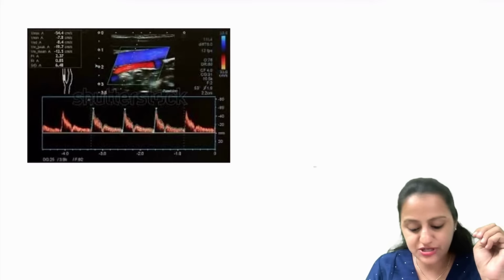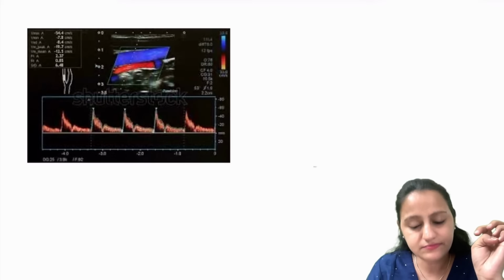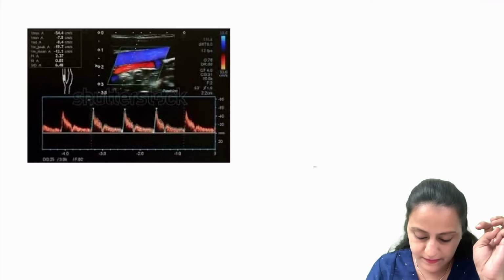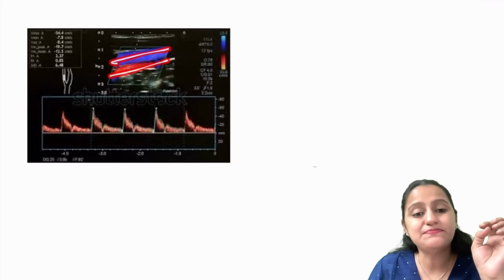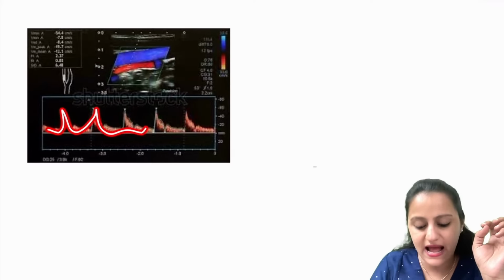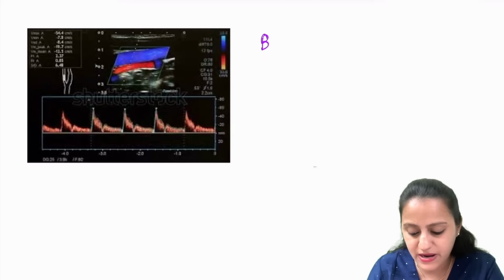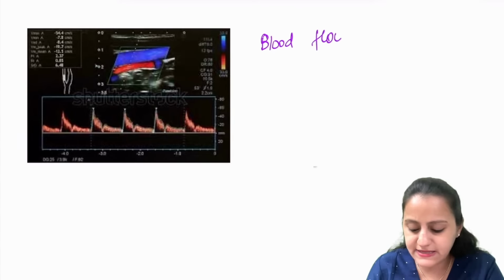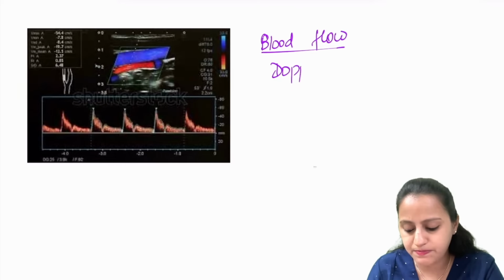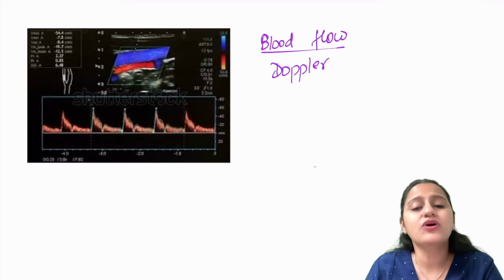What investigation is this? You can see this blood vessel, you can see this graph of the blood flow. So this is the ultrasound which is for blood flow. So basically this is called as Doppler. Okay, this is called as Doppler.